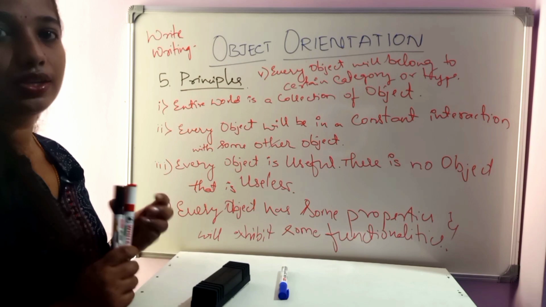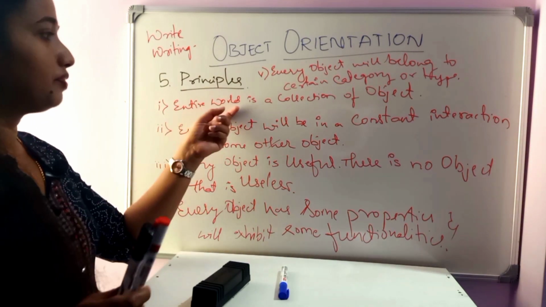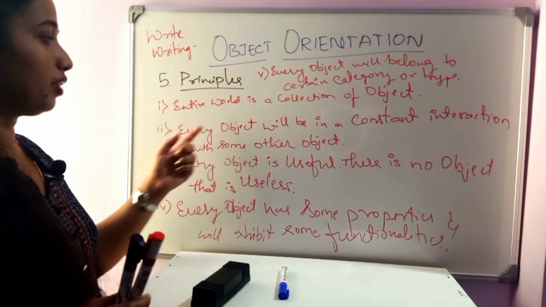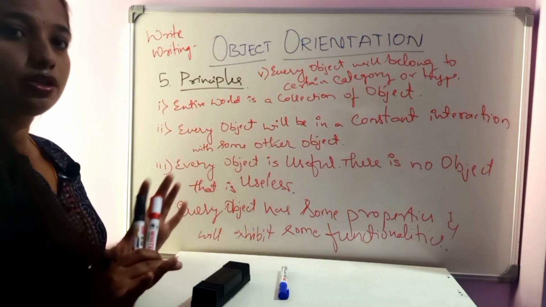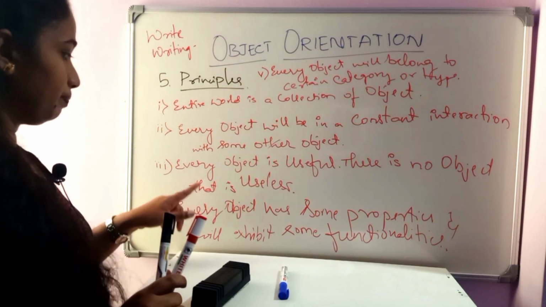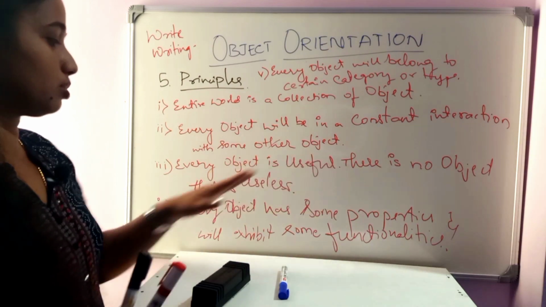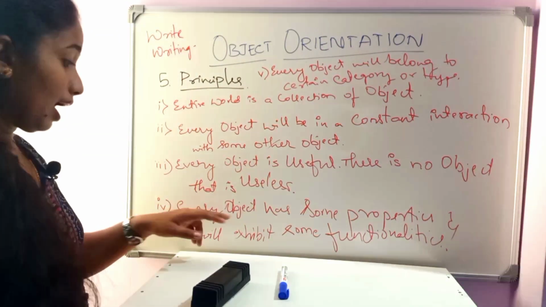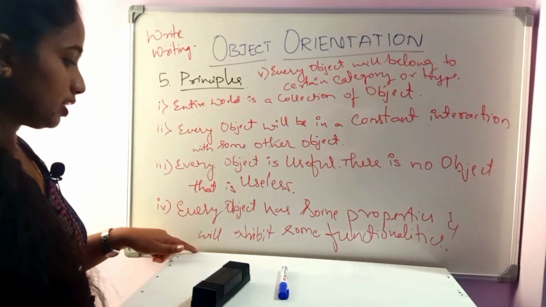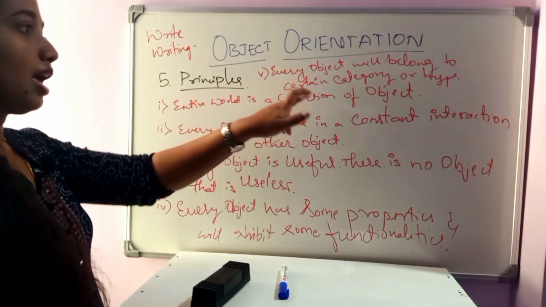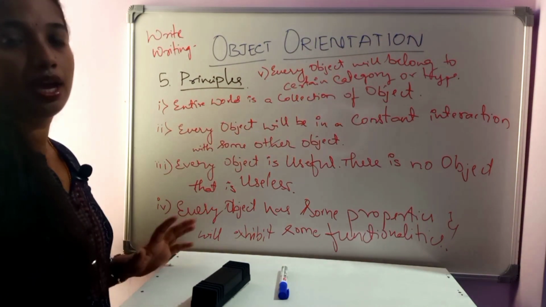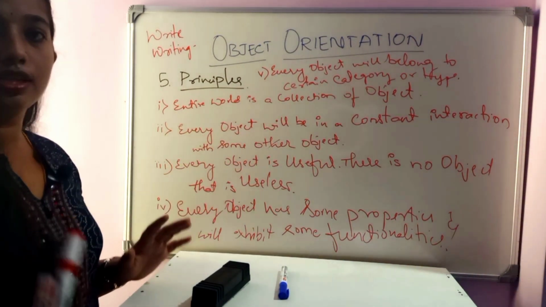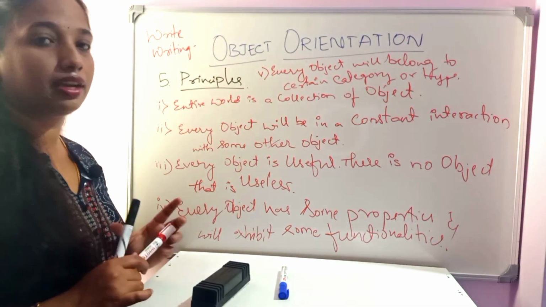Let us brief this. The entire world is a collection of objects. Every object will be in constant interaction with some other object. There is no object that is isolated. Every object is useful. There is no object that is useless. Every object has some properties and will exhibit some functionalities. And every object will belong to a certain category or type. Types of that object will not exist. Objects of that type or category will exist.